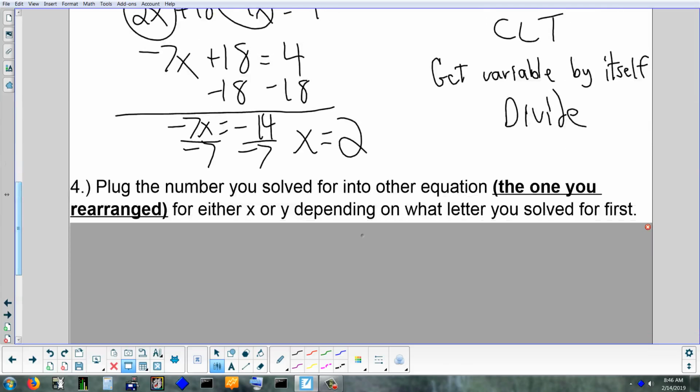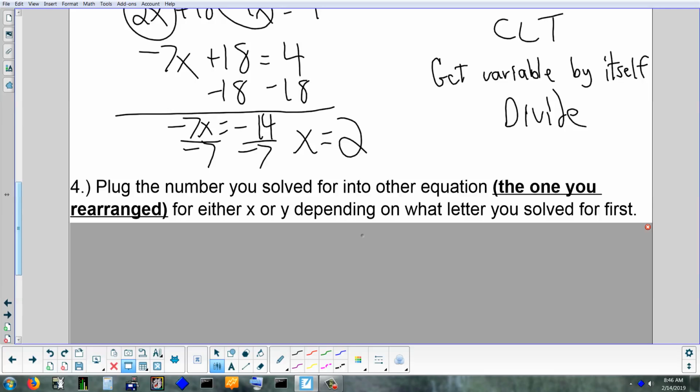Plug the number you solved for into the other equation. Very important. When it's situation 2 and you have to rearrange, you want to plug it back into the one you rearranged. Reason being, x or y is already by itself. You won't have to move anything around. You can just do the arithmetic and you'll get your answer. If you plug it into the other equation, where the variable is not isolated, you're going to have to move some stuff around. It's going to be a little bit more work. That's why we say to plug it into the one you already rearranged at the beginning.